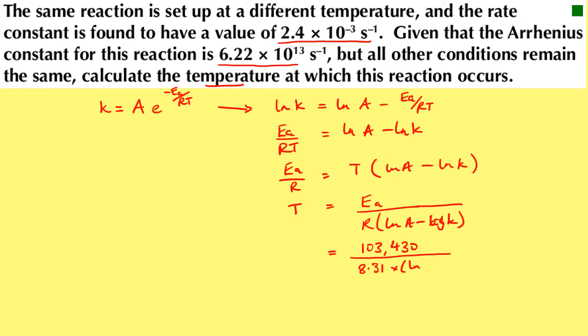The Arrhenius equation constant is given us in the question, 6.22 times 10 to the 13, and then we're going to take our log of K, and again that's given us in the question, so that's 2.4 times 10 to the minus 3. Put that in your calculator and you come out with 329 Kelvin to 3 significant figures. QED.